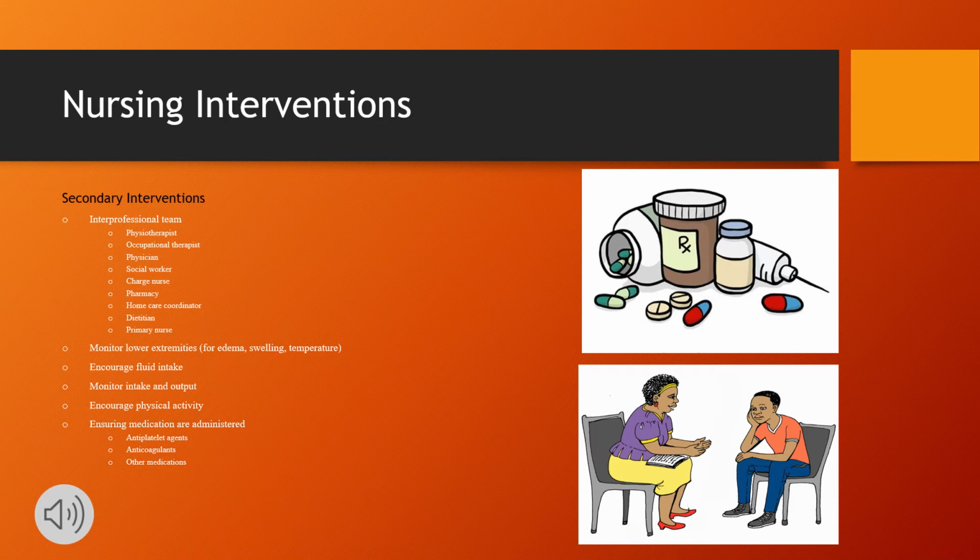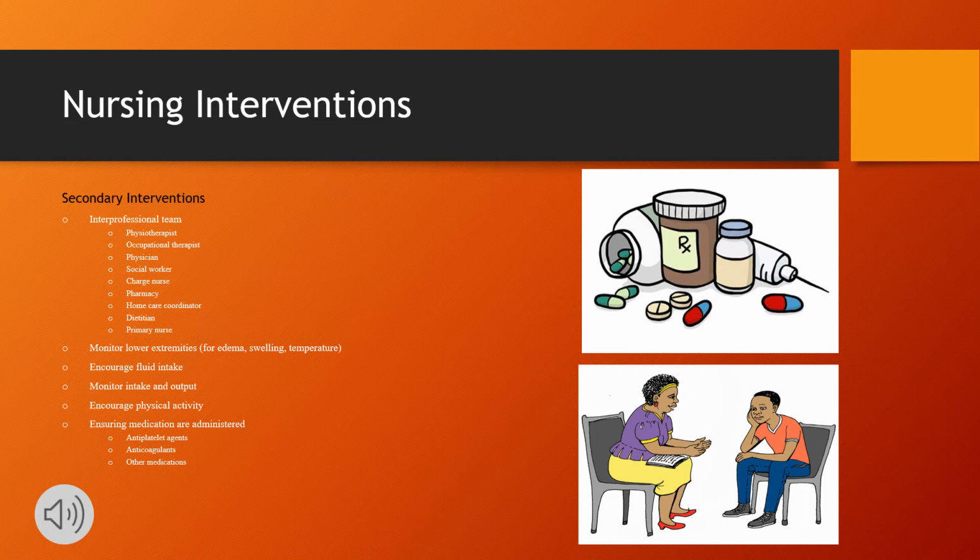The charge nurse's role is to ensure Mrs. is getting the adequate care in the appropriate unit. Pharmacy's role is to ensure patients get the safest medication and the adequate knowledge on the medications. Home care coordinators are there to ensure that Mrs. is safe when she gets home and to identify services if needed. Dietitians are there to ensure Mrs. has a healthy diet, which is especially important for ACS patients. And lastly, the primary nurse is responsible for coordinating care.